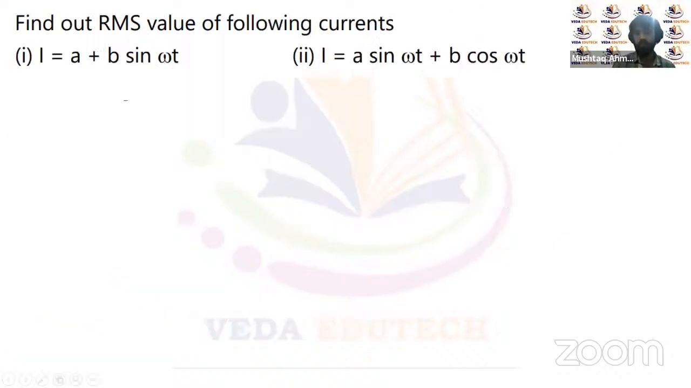Now let's discuss some of the very important questions with respect to the calculation of the RMS values. So let's further discuss one or two questions on the calculation of the RMS values. The question is: find out the RMS value of the following currents. We have been given two currents here. One is I = A + B sin ωt, and the second is I = A sin ωt + B cos ωt.